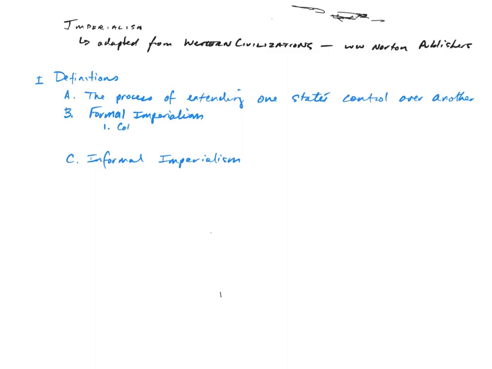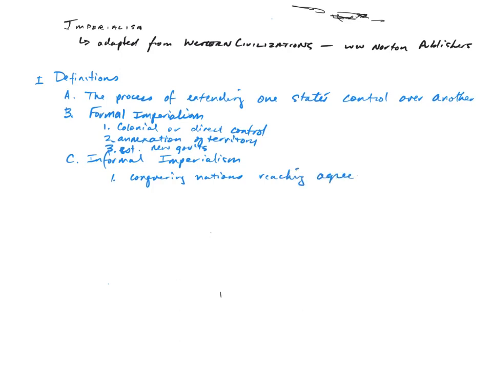Under formal, it would be 1, colonial or direct control; 2, annexation of territory; or 3, establishing new governments. Under informal imperialism, 1, we have conquering nations. 2, reaching agreements with indigenous leaders and governing through them.